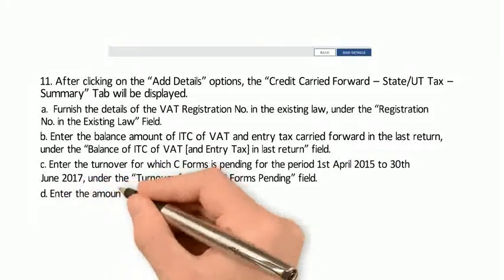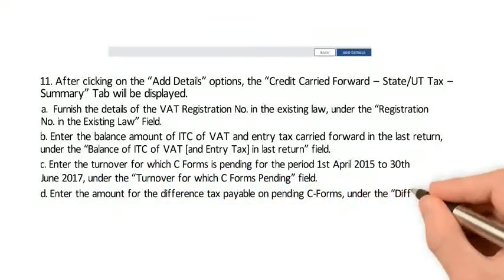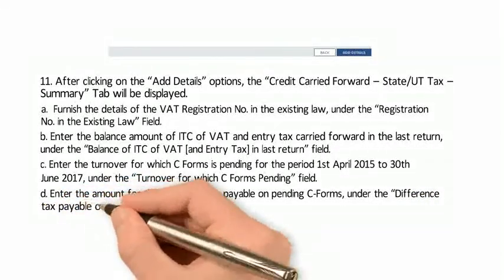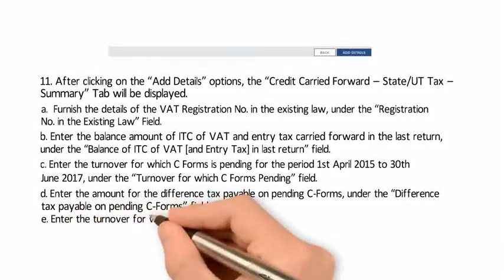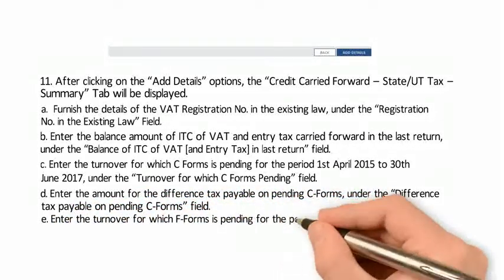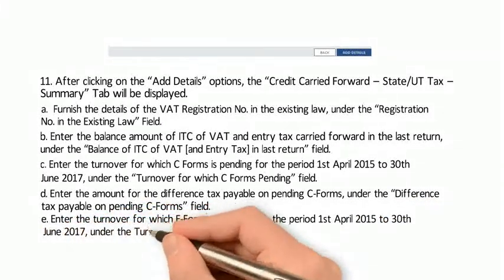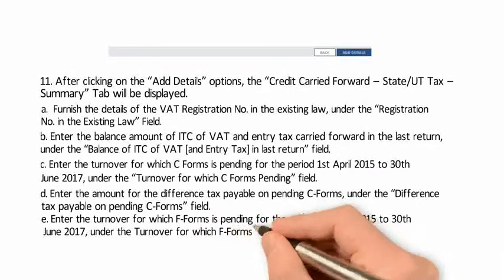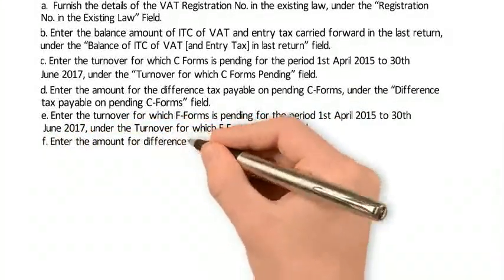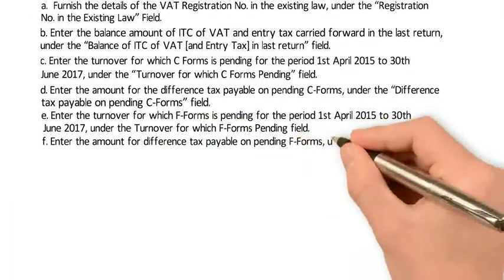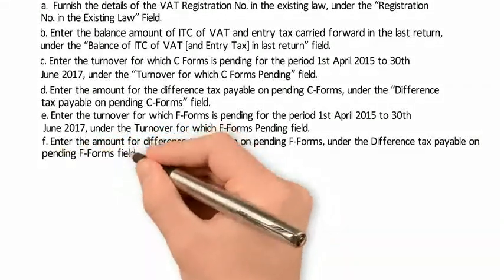D. Enter the amount for the difference tax payable on pending C-Forms, under the difference tax payable on pending C-Forms field. E. Enter the turnover for which F-Forms is pending for the period April 1, 2015 to June 30, 2017, under the turnover for which F-Forms pending field. F. Enter the amount for difference tax payable on pending F-Forms, under the difference tax payable on pending F-Forms field.